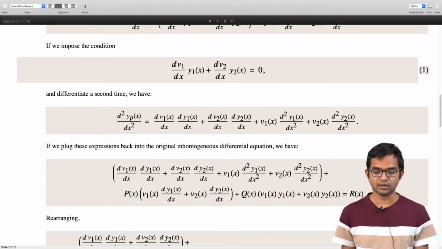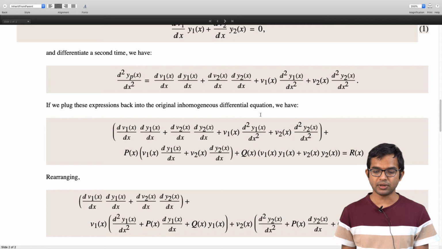Now it is convenient to rearrange all this complicated stuff in this manner. So I put together dv1 by dx times dy1 by dx plus dv2 by dx times dy2 by dx. These are the first two terms. I just leave it as it is, put one bracket around them. Then I collect all terms which have a factor of v1. So I have v1 of x times d squared y1 by dx squared plus p of x times dy1 by dx plus q of x times y1 of x.